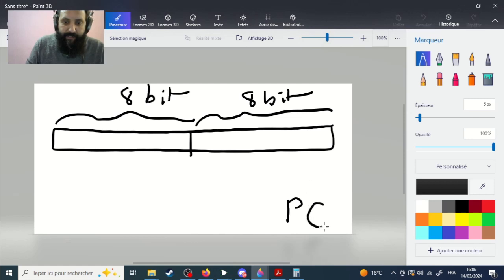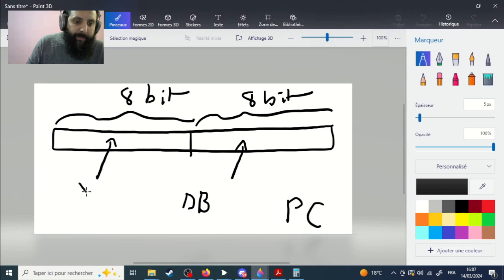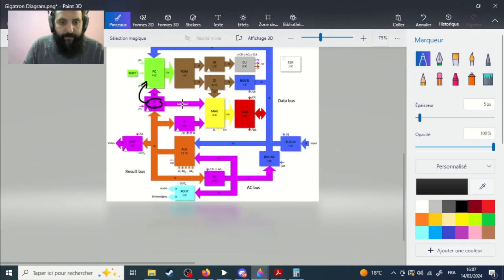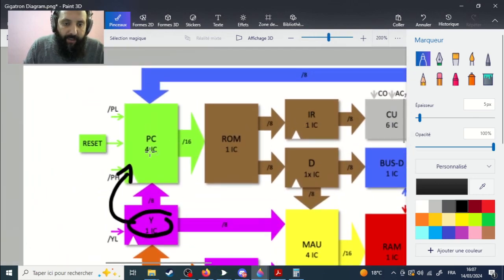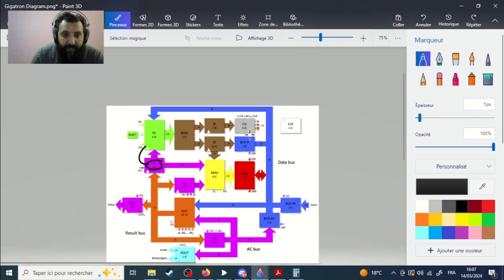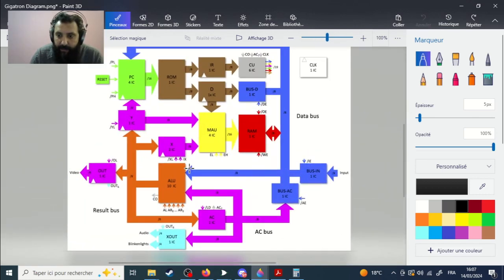This part of the PC can be changed by the data bus, the blue bus, and this part can be changed by Y. Y can change the most significant part of the instruction address, and the data bus can change the least significant part. Those two modifications are done specifically with jump or branch instructions. They are solely used in those instructions. I explained briefly the overall architecture.